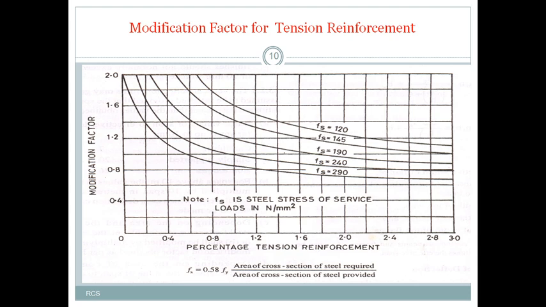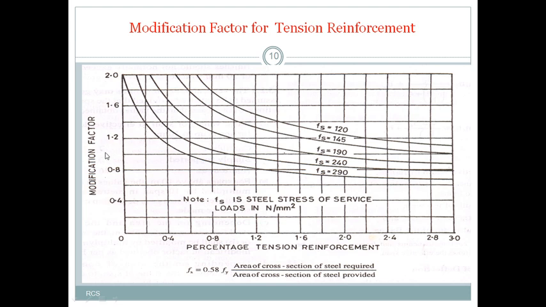How do we get that modification factor? First of all, we have to calculate the steel stress at service load, fs. This fs value can be calculated using the codal formula: fs equals 0.58 fy into the area of cross section of steel required divided by the area of cross section of steel provided.